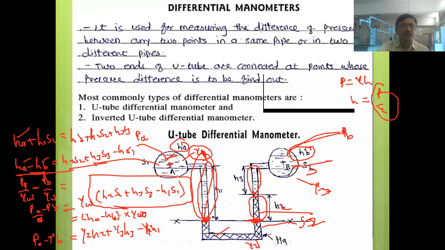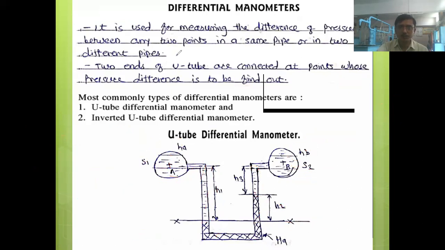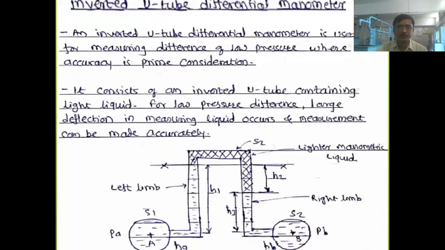So either you can write this equation or you can use this equation to find out PA minus PB. There are two formulas, or two ways, to solve the problem based upon this differential manometer. Similarly, we have derived the equation for the inverted U-tube manometer. We have discussed the necessity of inventing the inverted U-tube manometer. Can anyone give the answer to this question? What was the necessity of inventing the inverted U-tube differential manometer?